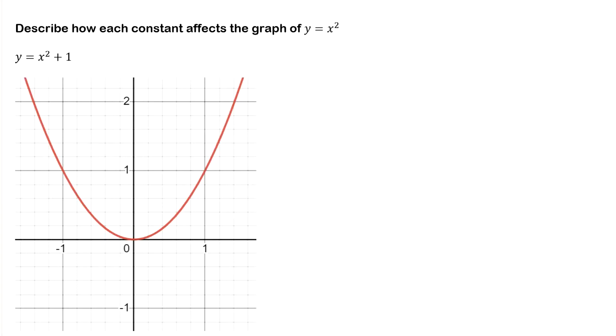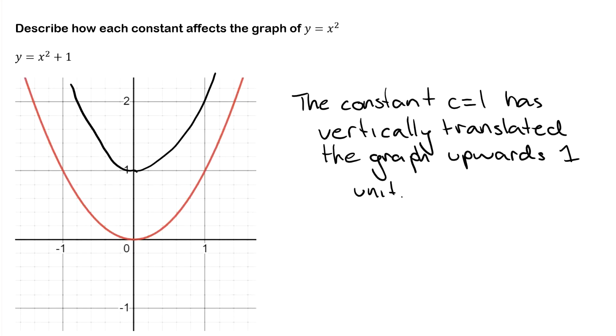We already note that the c constant affects the vertical translation of the graph. Knowing this, we can assume that the constant will cause the graph to move up one place, approximately like that. Therefore, you would say that the constant has vertically translated the graph of y equals x squared upwards 1 unit. A description can be seen on the right.